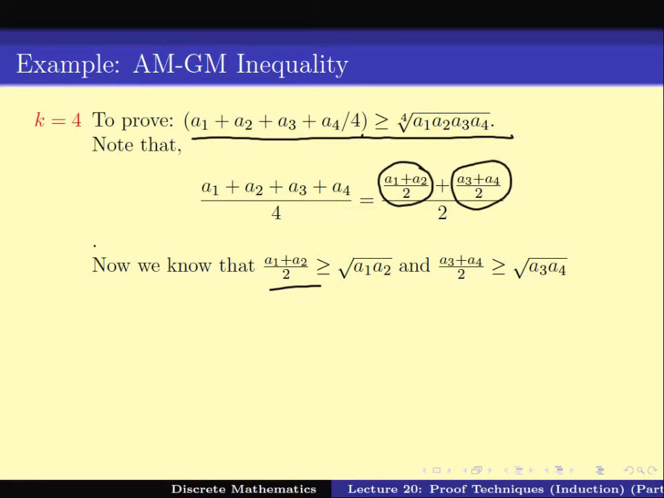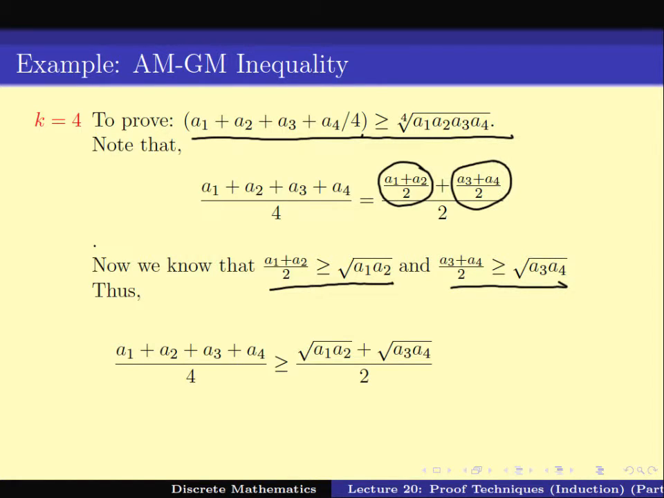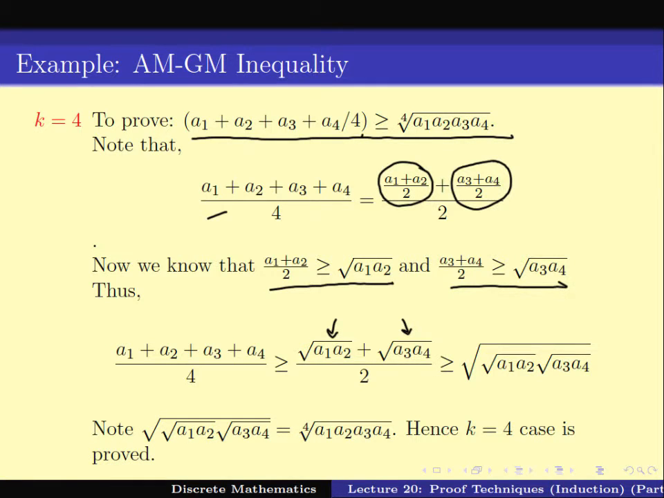So we know that (a1 + a2)/2 is greater than the square root of a1 a2, and (a3 + a4)/2 is greater than the square root of a3 a4. Thus, this quantity, meaning (a1 + a2 + a3 + a4)/4, is greater than (square root of a1 a2 + square root of a3 a4)/2. Now this is a real number, square root of a1 a2. This is another real number, square root of a3 a4. So I can apply the case k equals 2 once again, and I get this is greater than the square root of the product of these two terms, which is the square root of sqrt(a1 a2) times sqrt(a3 a4). And note that this is actually the 4th root of a1 a2 a3 a4, and hence the case k equals 4 is proved.